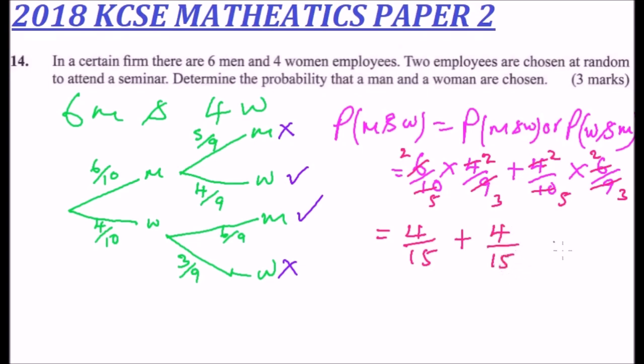So once you add that, the LCM is 15. So this is 4 plus 4, and you end up with 8 over 15. So that is how you work out that question, and you earn yourself 3 marks.